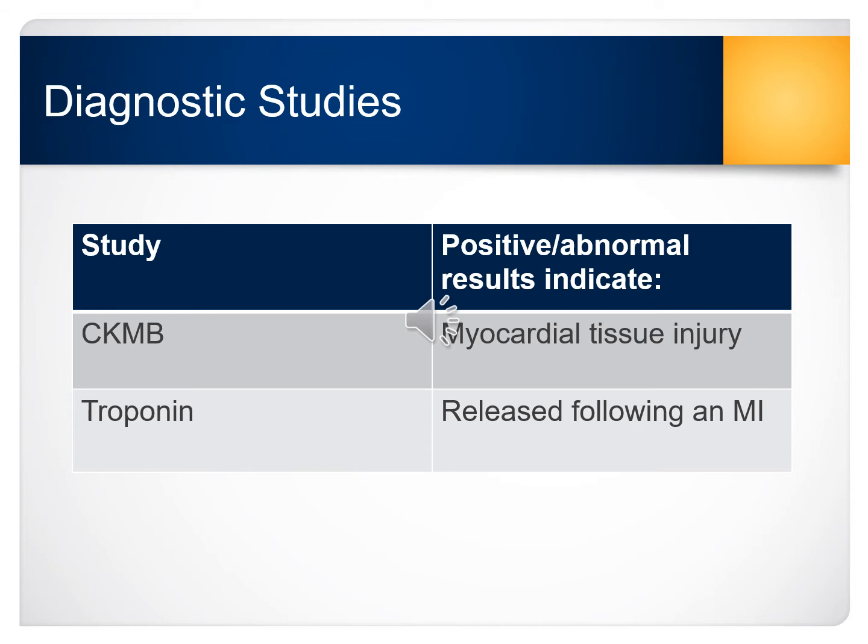CK-MB is one of the cardiac markers. CK-MB is usually elevated when there is myocardial tissue injury. CK-MB levels rise about 3 to 6 hours after the onset of symptoms, peak at about 12 to 24 hours, and return to baseline within 48 hours after the patient has had a myocardial infarction.